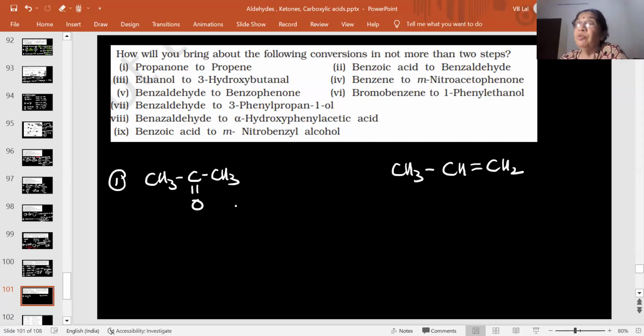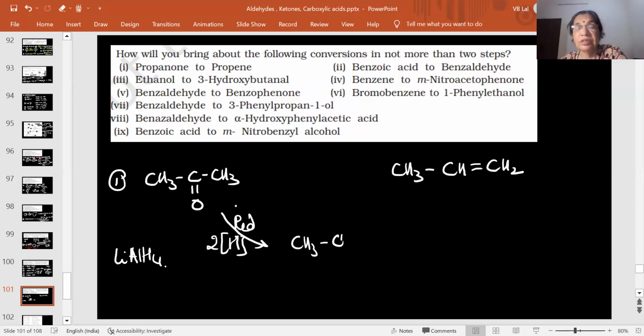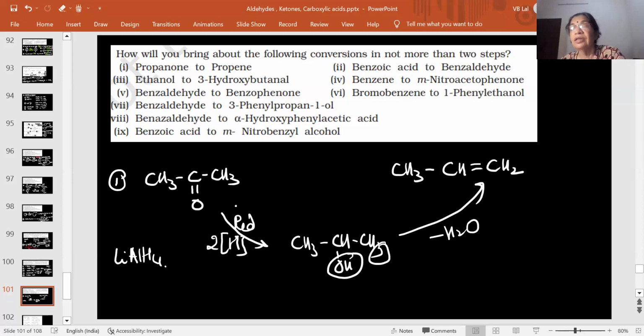Where do you get propene from? You get propene from alcohols. So how can I convert this to an alcohol? By reduction, so you get 2H. What is the reagent that you can use? You can use lithium aluminium hydride. So it will easily change to CH3, CH, OH, CH3. And now if I do dehydration, minus H2O, you will get propene.